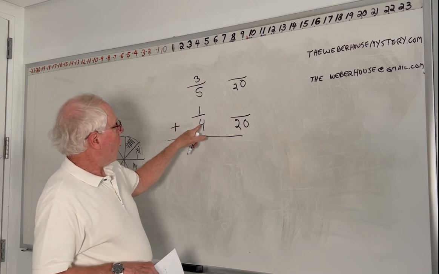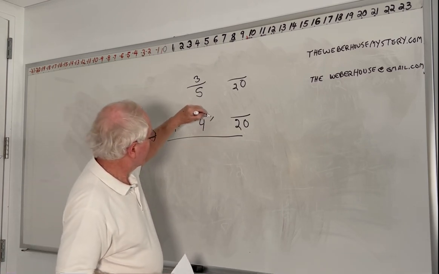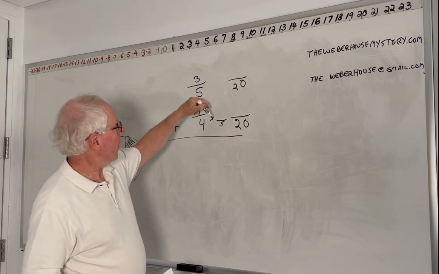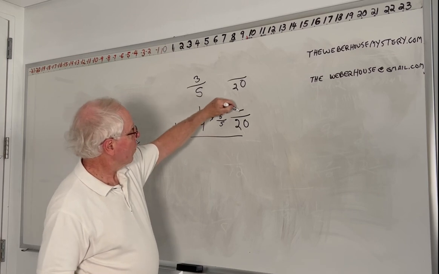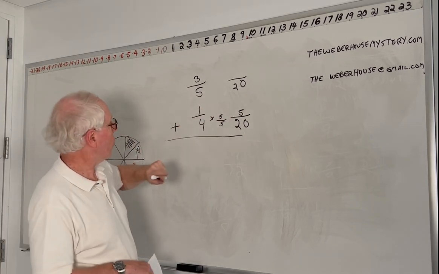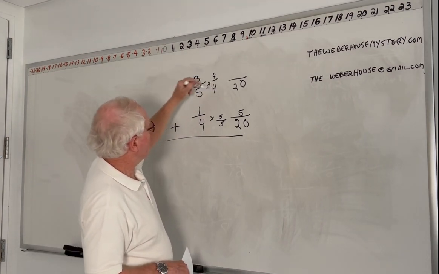20 divided by 4 is 5, or what do you have to do to that 4 to get 20? You're going to multiply it by 5. Well, whatever we do down here, we're going to do up here. 5 times 1 is 5. What gives me the right to do it? Because 5 over 5 is 1. So that's 5/20. This, we're going to multiply both numbers by 4.